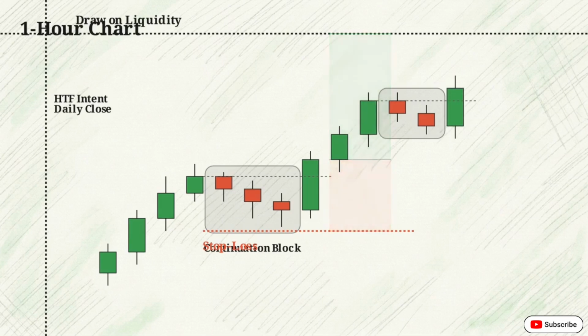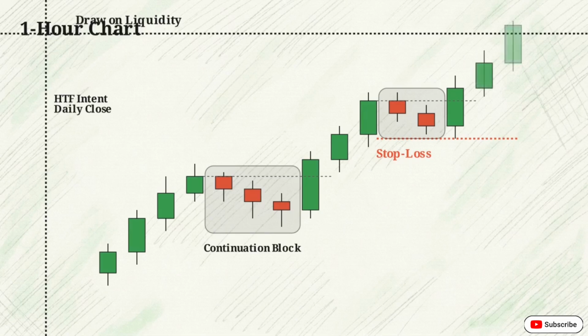This process repeats as long as the expansion continues. By moving the stop loss only after a new block is cleared, you lock in gains. Using continuation blocks anchors risk management to confirmed structural shifts in price action.